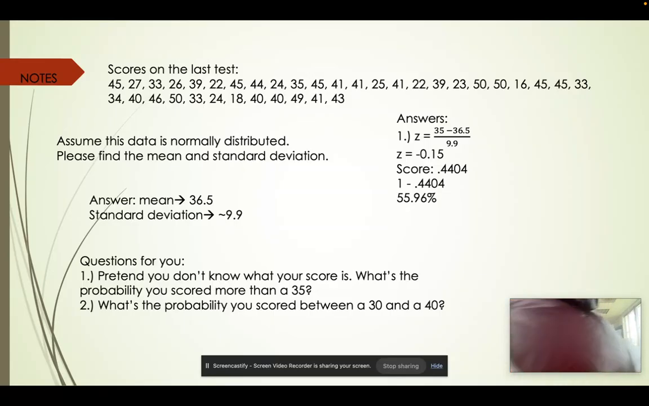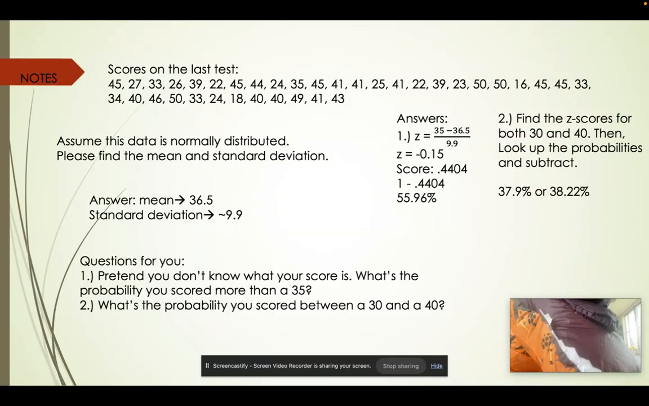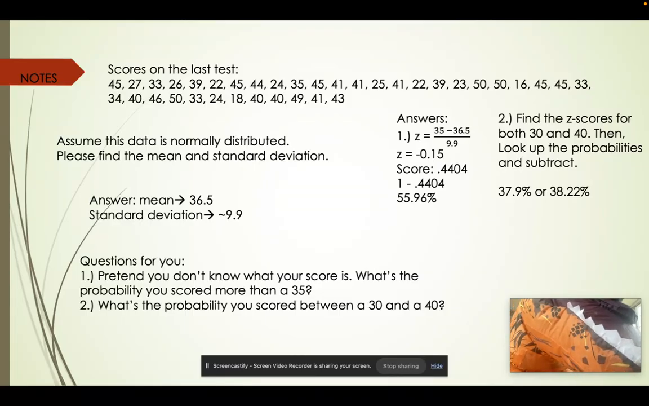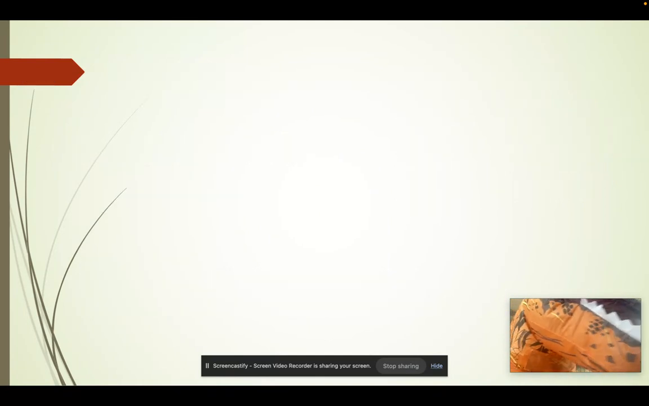We're going to get 0.55696 or 55.96%. Okay, then if we take a look at the second one, we're going to find the z-scores for 30 and 40 and then subtract the z-score that we get for 40 minus that for 30, and you'll get either, depending on how you rounded, 37.9% or 38.22%.